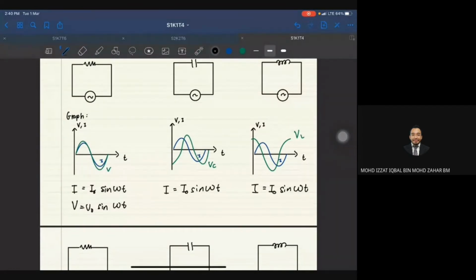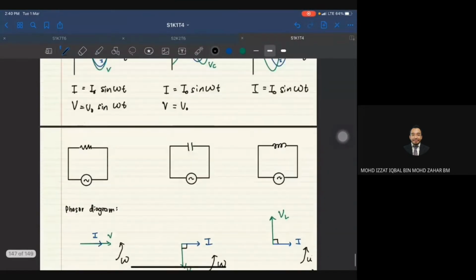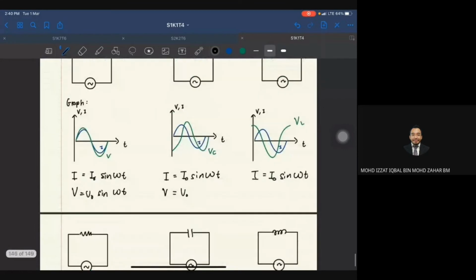So dia simple je, yang V dia tadi, okay, kalau yang ni V dia lambat by pi over 2 kan. So formula jadi sin omega t minus pi over 2. Okay, so this one V sama dengan V naught sin omega t plus pi over 2. Sebab dia datang dulu.